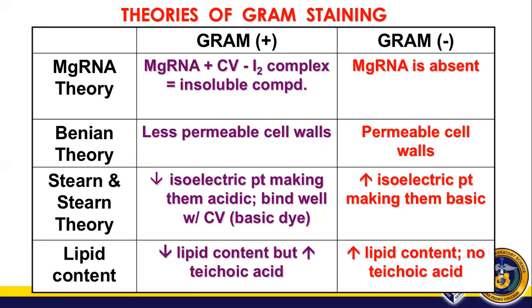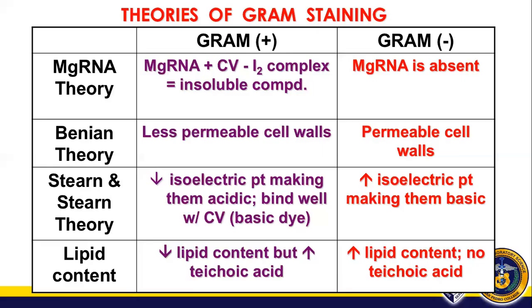Now, for the lipid content, because it has a very high teichoic acid level, the low lipid content is not a problem because it's the teichoic acid that binds well with the crystal violet iodine complex, hence allowing the crystal violet to be retained in the cell walls of the gram-positive organism.